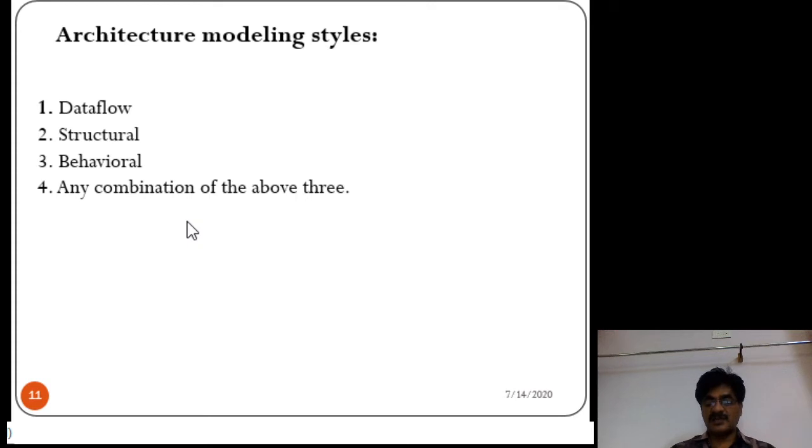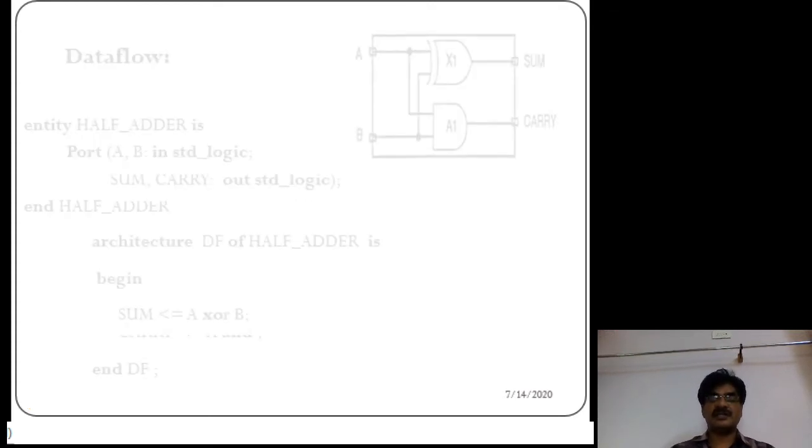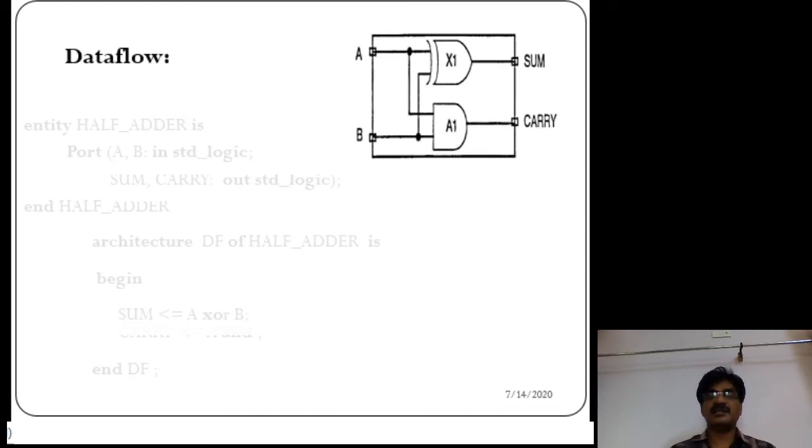So first of all, coming to data flow style, let us take the same half adder as an example. How to write the program in the data flow style. In the data flow style, let us take the same half adder having 2 inputs with the names A and B, and 2 outputs with the names sum and carry.